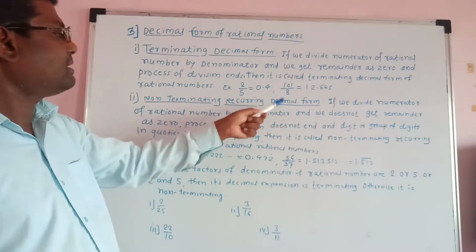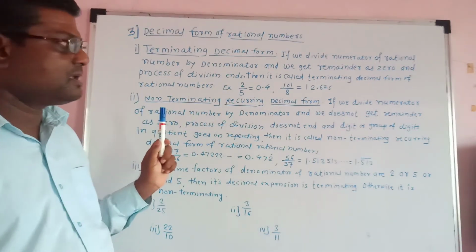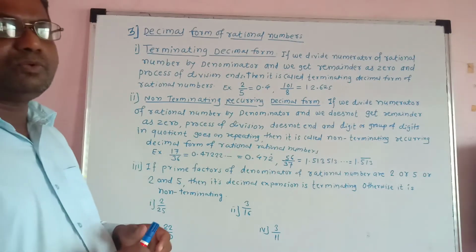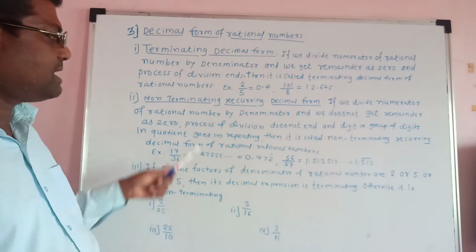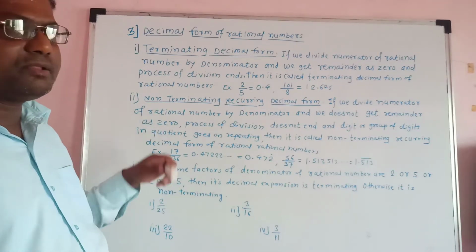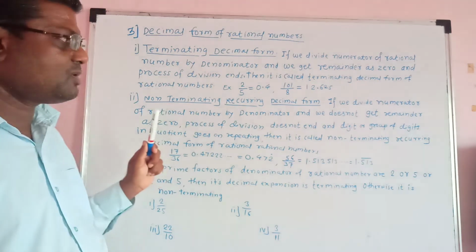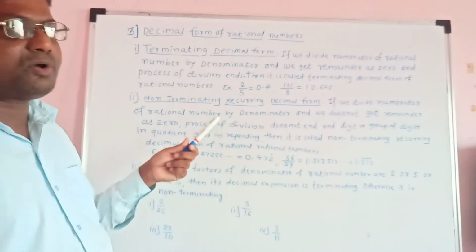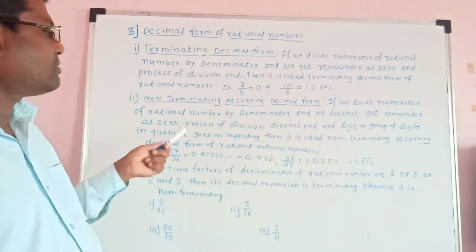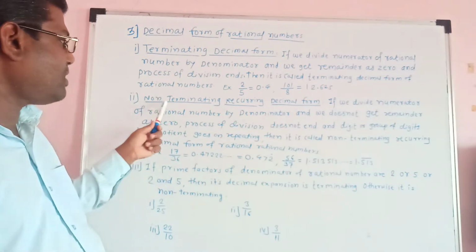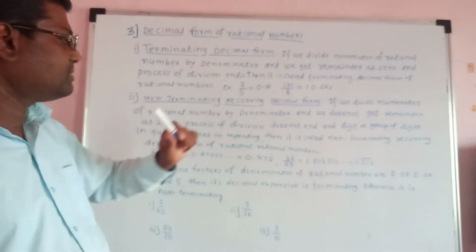Now what is meant by non-terminating recurring decimal form? If we divide the numerator of a rational number by the denominator and we do not get remainder 0 and the process of division does not end there, and a digit or group of digits in the quotient goes on repeating, then that form is called a non-terminating recurring decimal form.